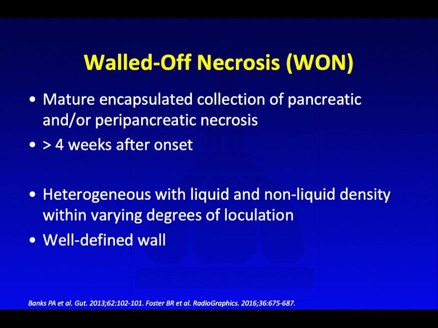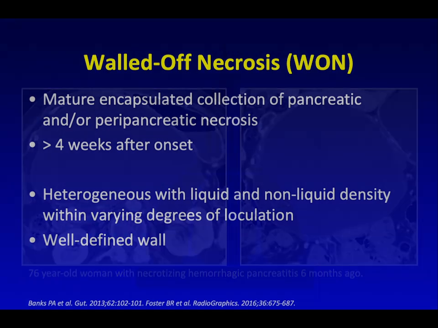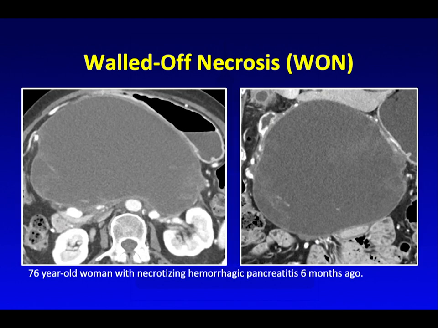So after 4 weeks, these collections become walled-off necrosis, and you would see a heterogeneous collection with liquid and non-liquid density with varying degrees of loculation. The difference is that after the 4-week mark, we tend to see a well-defined wall around the fluid collection. So these are examples of some walled-off necrosis. You see a very nicely defined wall around the margins of this collection, and you also see soft tissue components around the periphery.